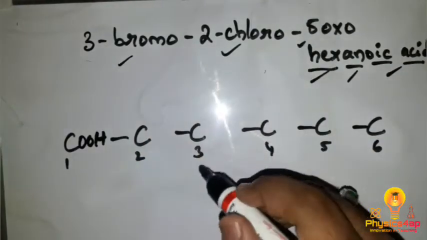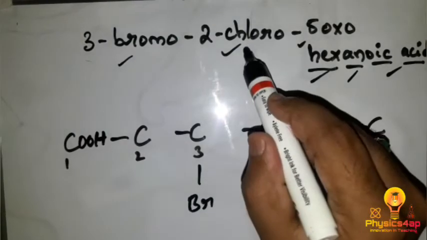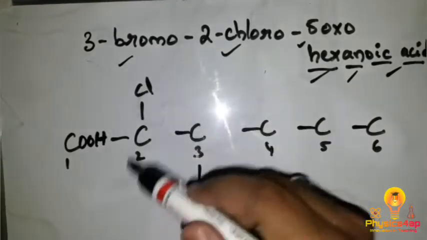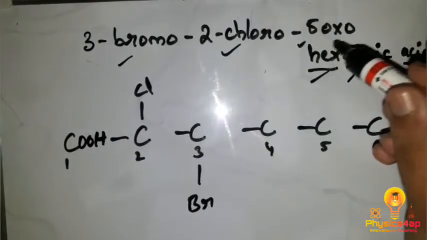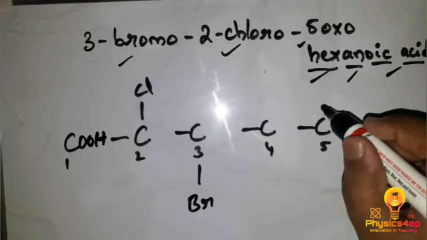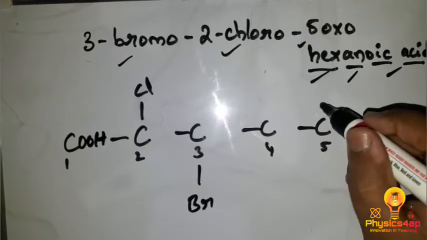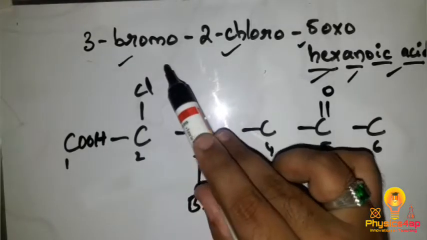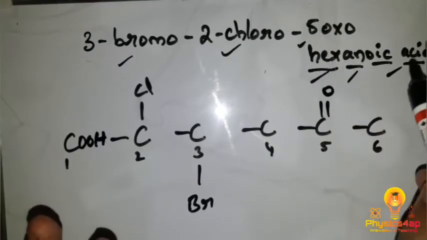So here at the third position we have a bromo, that is Br, and in the second position we have a chloro, that is chlorine. You can draw it up or down, anywhere in one place. And in the fifth position we have oxo. Oxo represents the ketone group, so we write it as double bond O. Now 3 bromo is over, 2 chloro is over, 5 oxo is over, hex completed, and oic acid over.